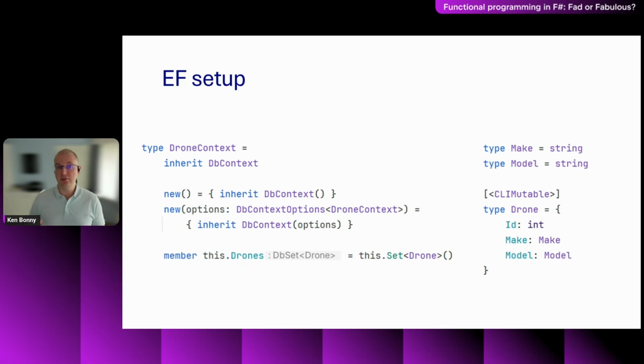I've used Entity Framework, and I've used F# to set it up. So how does that look? Well, it kind of looks like your normal C# setup. We inherit from the database context. We create two constructors, one empty and one that takes DB context options. And then we specify a member that is the drones, and we retrieve a set of drones.